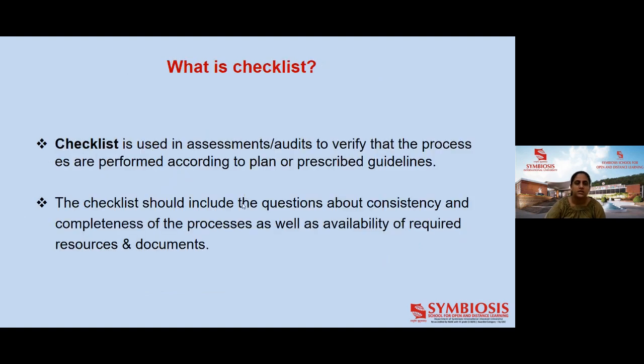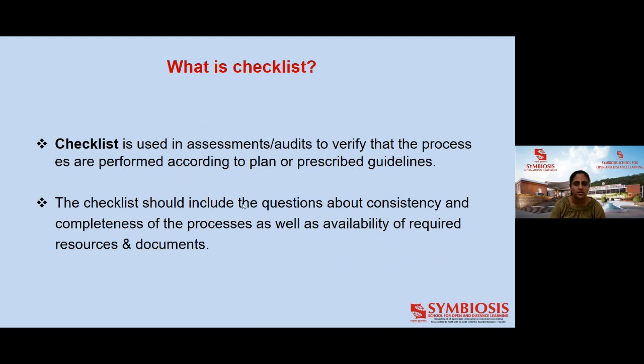Now what is a checklist? A checklist is used in assessments or audits to verify that the processes are performed according to plan or prescribed guidelines. So you can write that this department should have 12 beds. This is one of your questions. In front of it you will write yes or no, because that is your assessment part. If the requirement is 12 beds, you will write yes, but no if it is less or more, and you will give the clarification for why you are writing no. This is how the checklist will be.